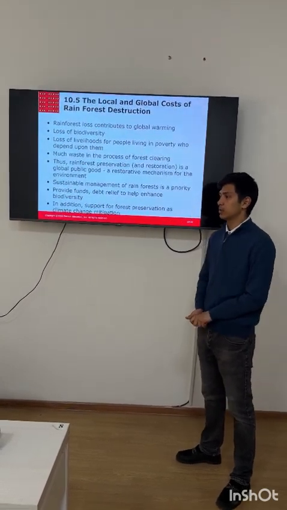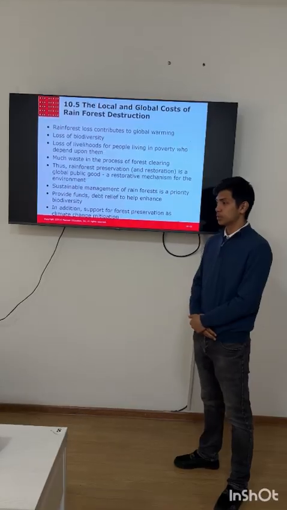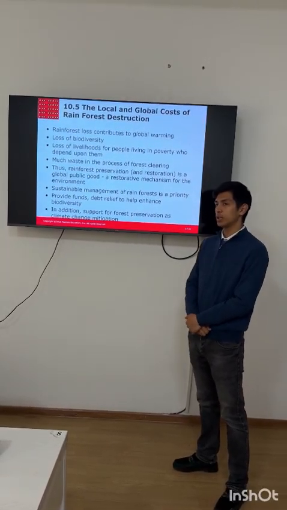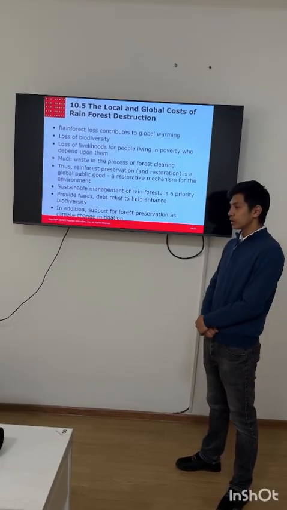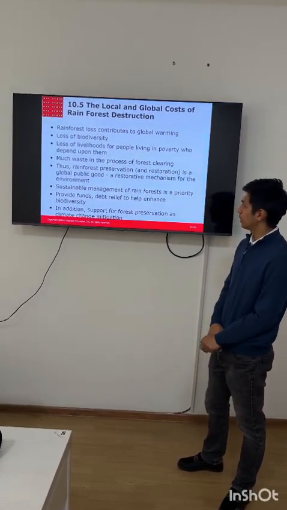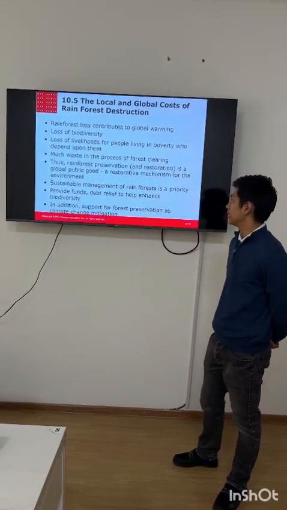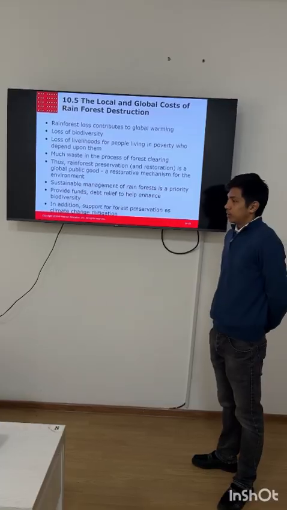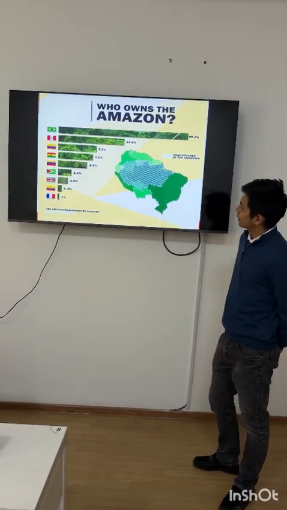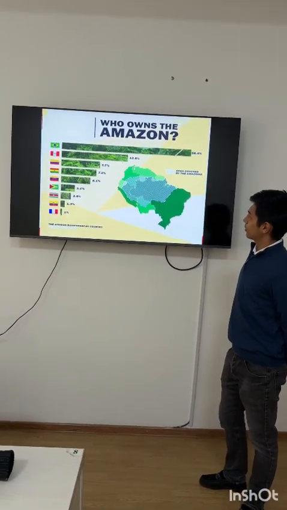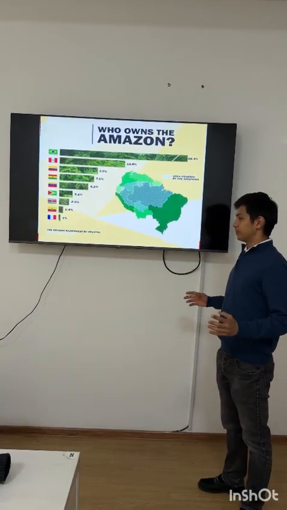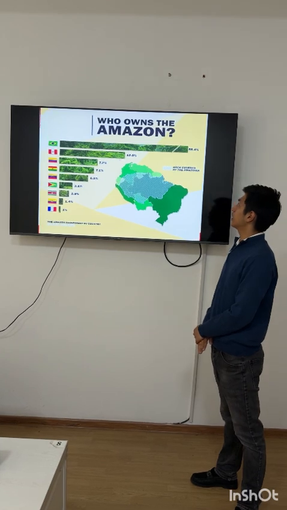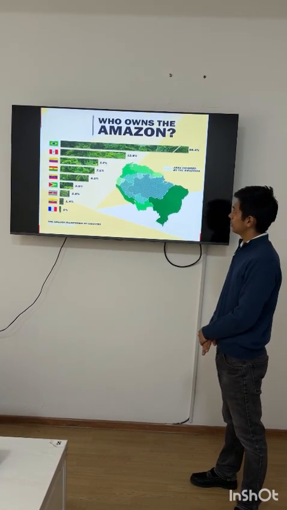Also, cutting down the rainforest is not just a local problem for one country. It's breaking the world's air conditioning. Also, sustainable management of rainforest is a priority. Okay, let's give an example with one of the biggest rainforests in the world. It is the Amazon rainforest.